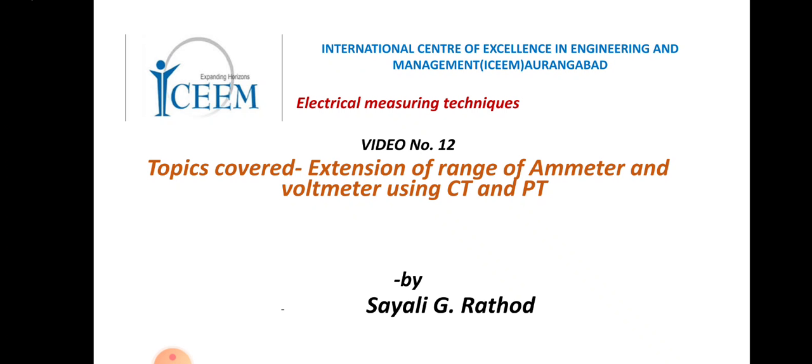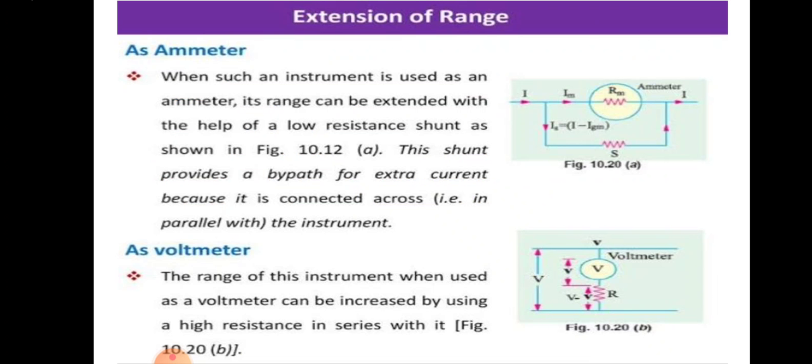Before moving on to today's topic, we will have a review of what we have seen yesterday. Here you can see the extension of range of ammeter and voltmeter. The first figure shows that if you want to increase the range of ammeter, we connect a shunt resistance in parallel. This resistance is of a very low resistivity. So using this low resistance in parallel with the ammeter, we have extended the range of the ammeter. In the second figure we have connected a high resistance in series with the voltmeter, and by this process we have extended the range of the voltmeter.